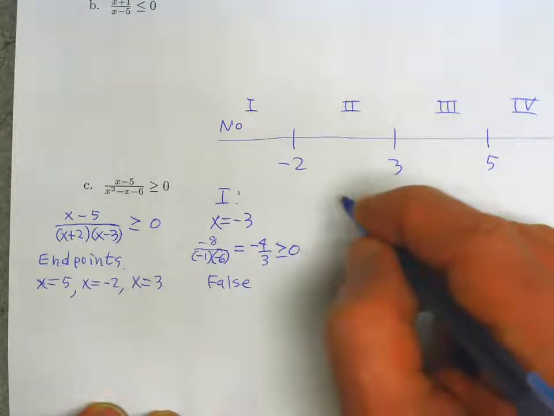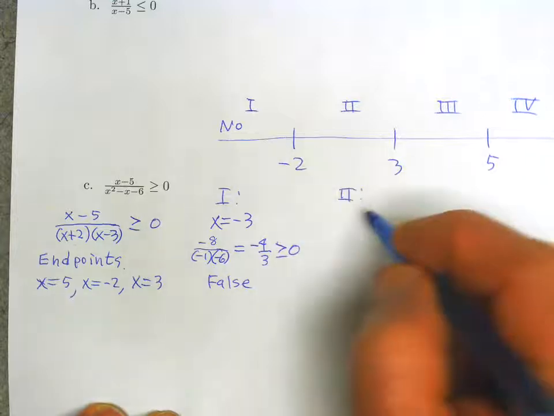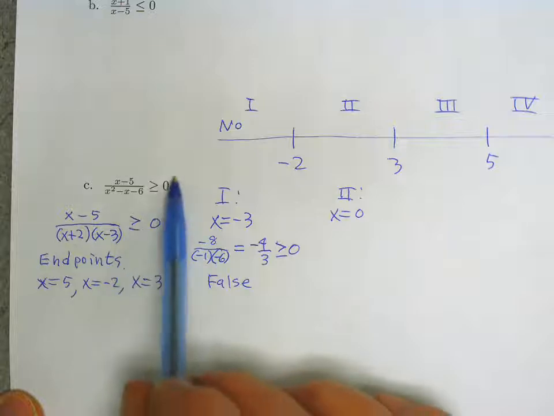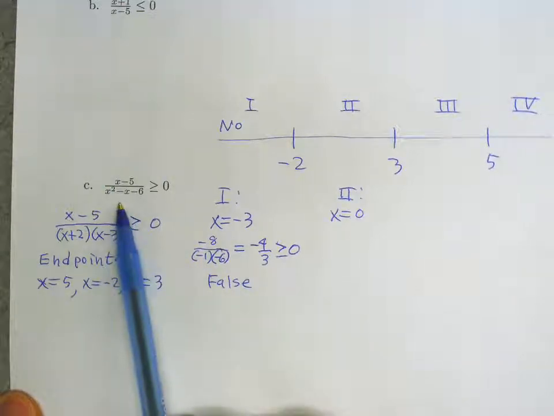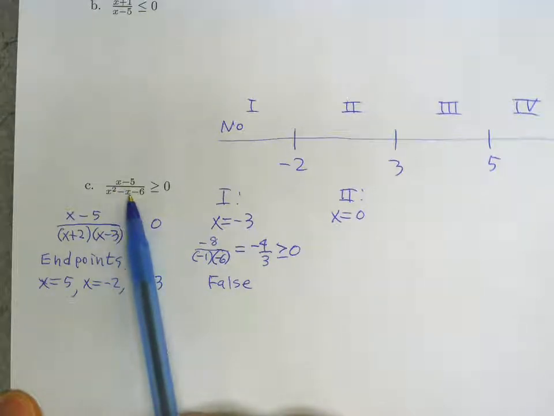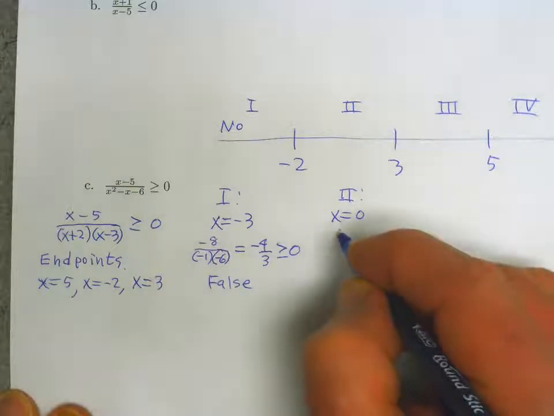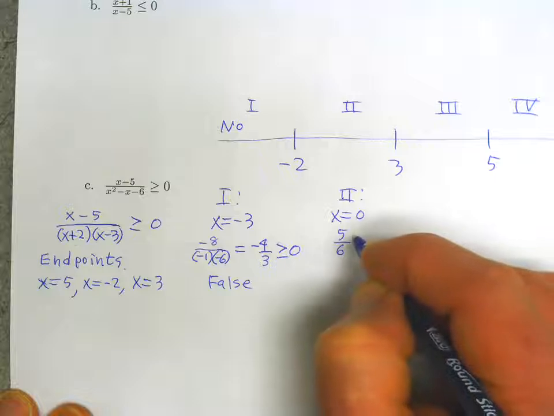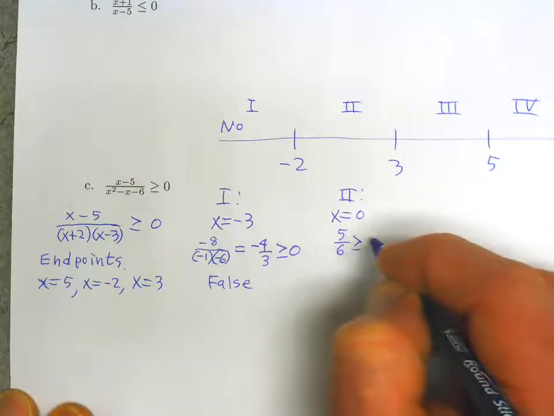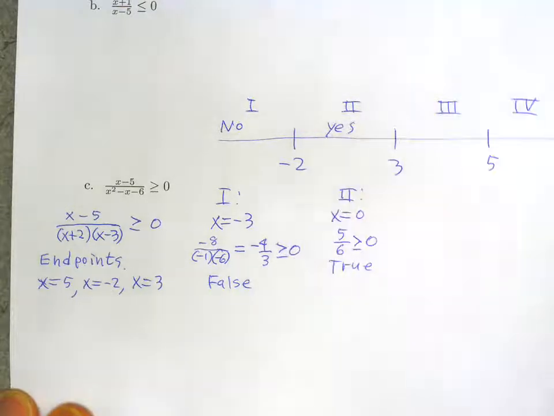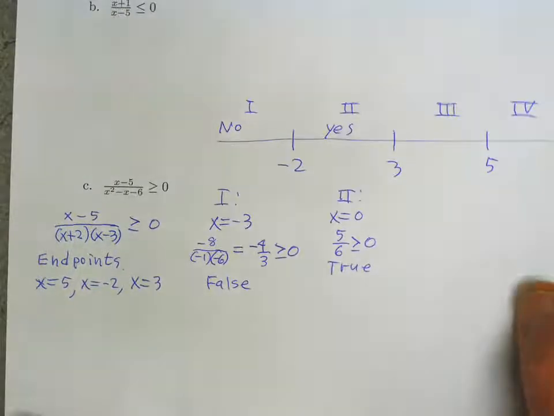In the second interval, 0 is in this interval. Using the original inequality is more convenient when 0 is the test point. When you replace every x with 0, you get negative 5 divided by negative 6. But that's positive 5/6, and 5/6 greater than or equal to 0 is true. So all of the numbers between negative 2 and 3 are solutions.